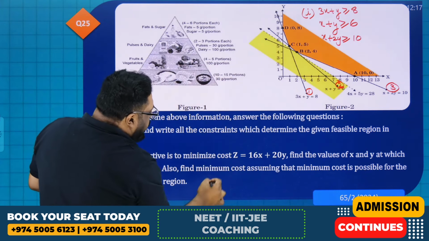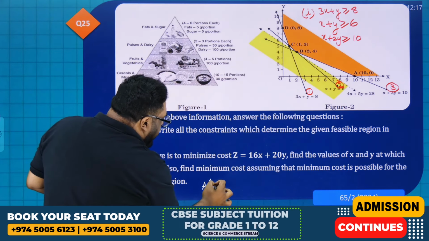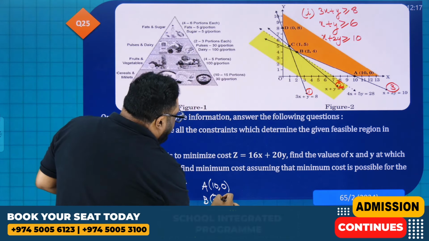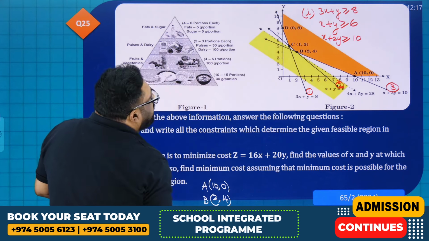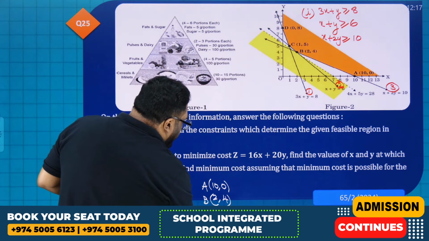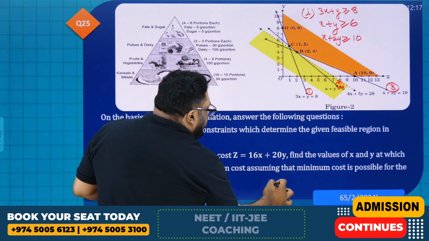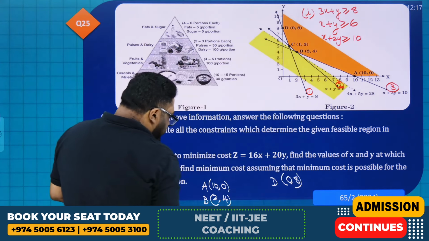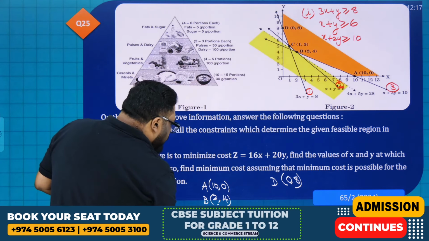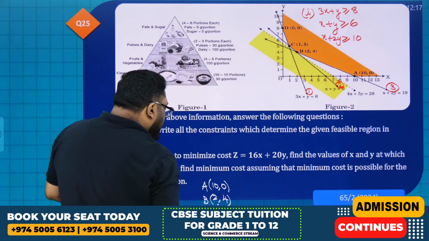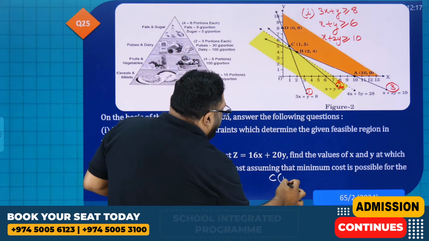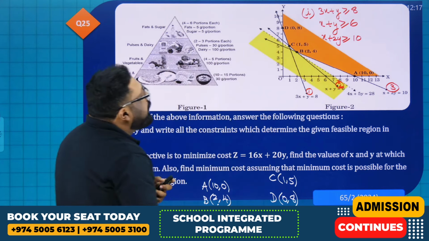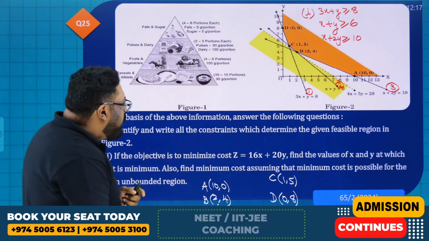The corner points are A (10, 0), B (2, 4), C (1, 5), and D, which is (0, 8). Now, my dears, put this in Z.